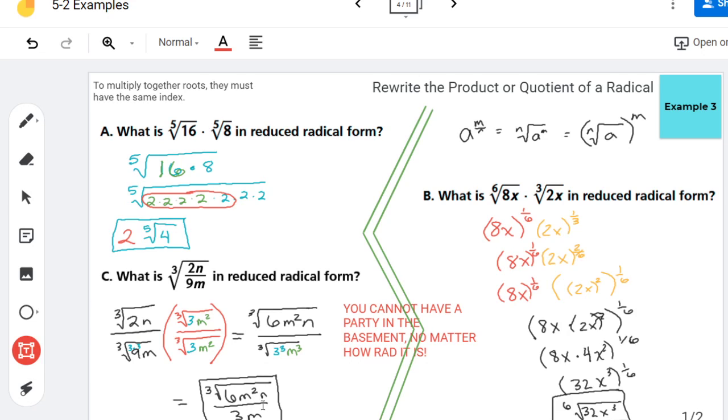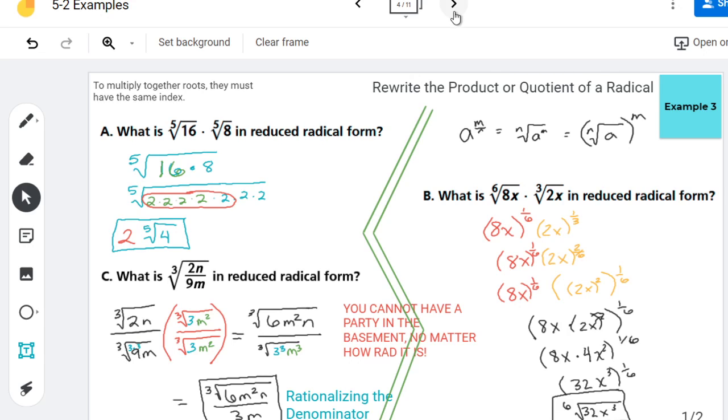Now, the process we just did actually has a really fun name, which is why I'm going to use it. Makes me feel like I'm really smart. What we just did was a process called rationalizing the denominator. Doesn't that sound cool? I think that sounds cool. To rationalize means to get rid of any roots or imaginary numbers. So we rationalized the denominator. I remember it as you can't have a party in the basement no matter how rad it is, because that's a wild thing down there, isn't it?